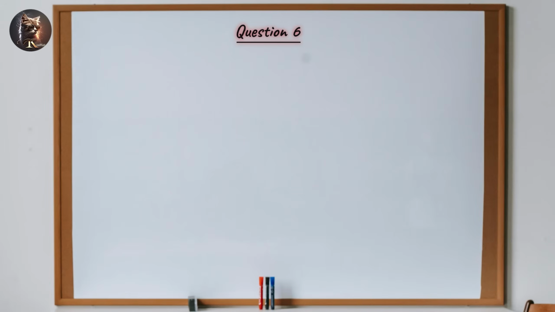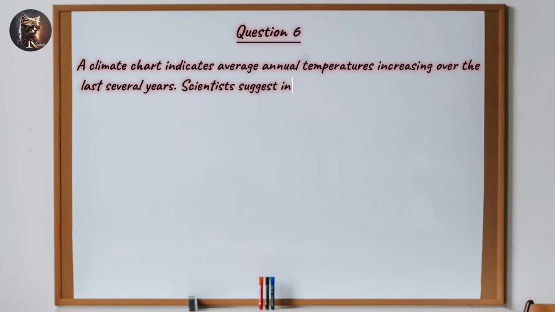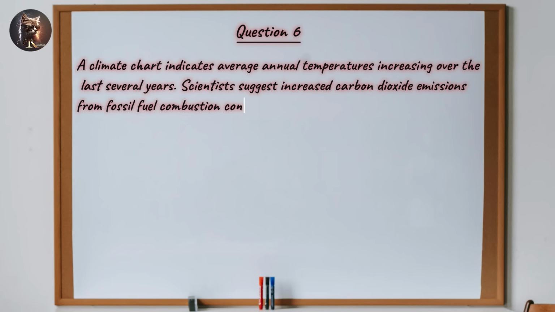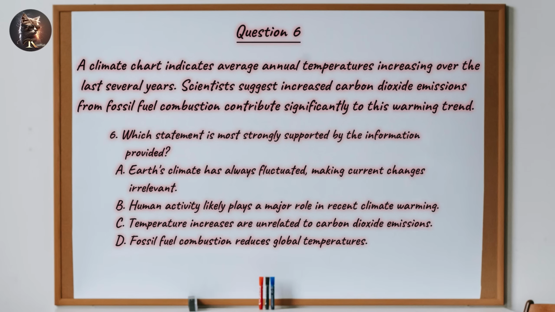First, I'm going to read the passage and the question carefully, and then we'll talk about it together, breaking down the ideas and concepts step by step. The passage says, "A climate chart indicates average annual temperatures increasing over the last several years." Then it gives you a question. Which statement best describes what this information suggests?